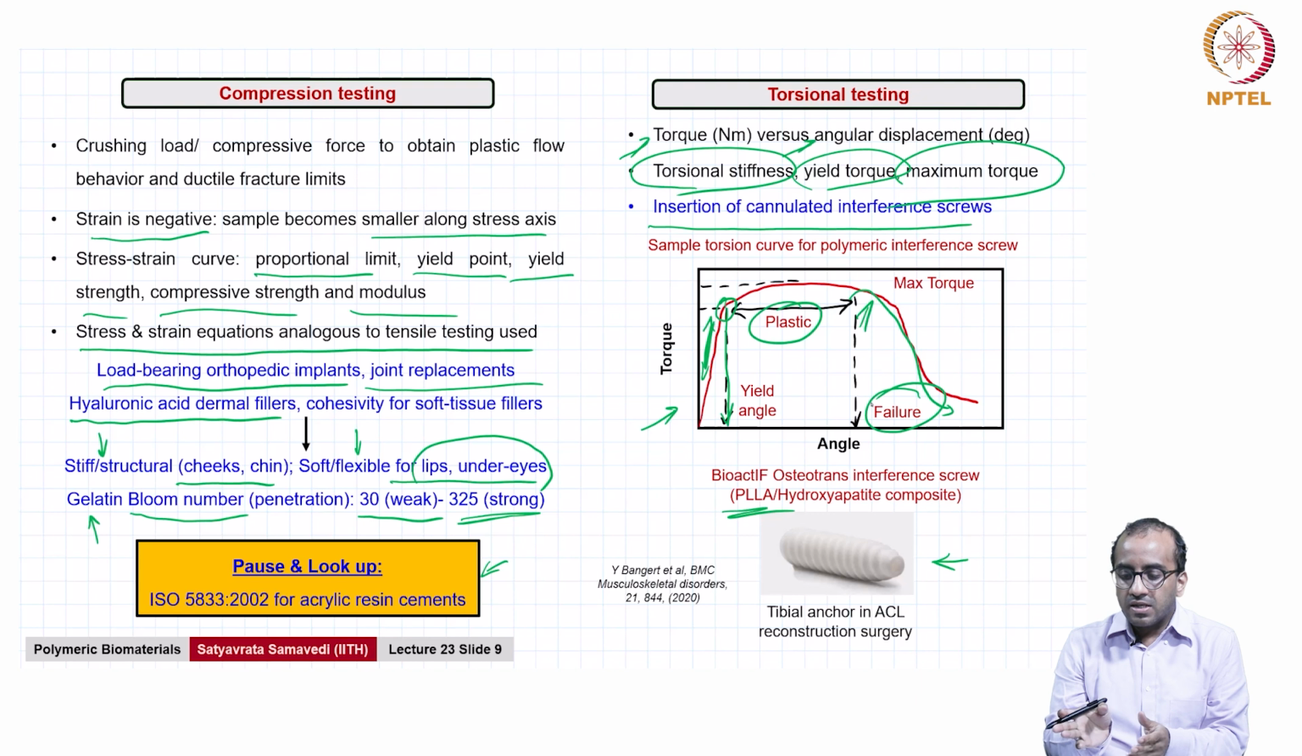So this is a very different type of test, but you still see that there are some ideas that you can borrow from the concepts we have learnt earlier, namely in terms of an elastic region, in terms of a yield point, in terms of plastic deformation thereafter, and in terms of a maximum torque that the screw can withstand. Of course, as a surgeon, you want to operate well below that maximum torque, beyond which it's going to fail. So that's torsional testing.